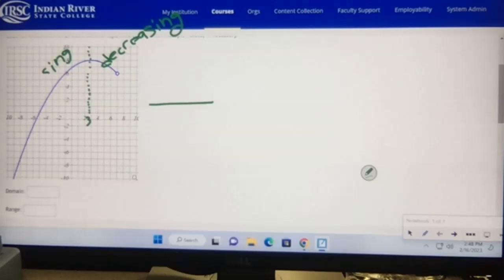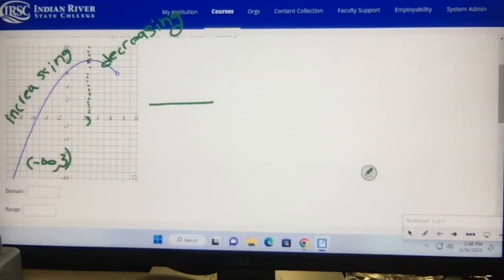So this is our 3, and this is increasing. All right, so it's going from negative infinity, going up, going up, going up, and then it stops at 3. We always want to use parentheses for increasing, decreasing, constant, because at that point of 3, it's going to go down. It's going to change. I don't want to include that endpoint of 3.